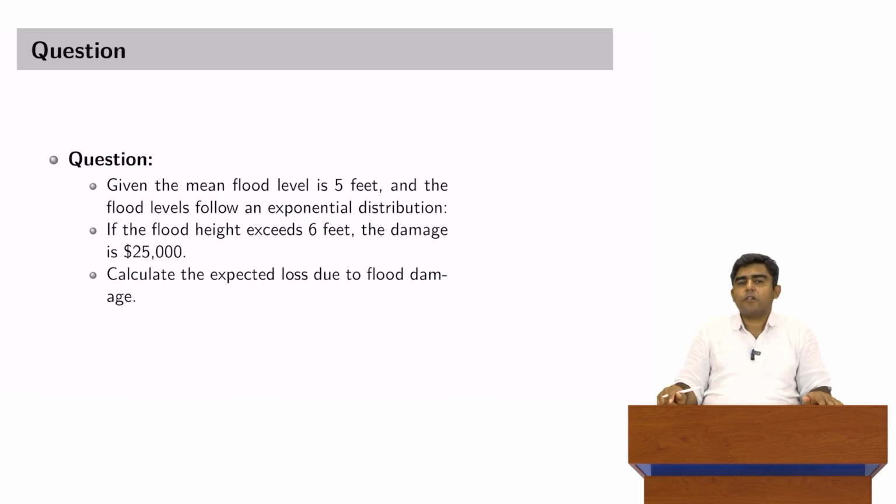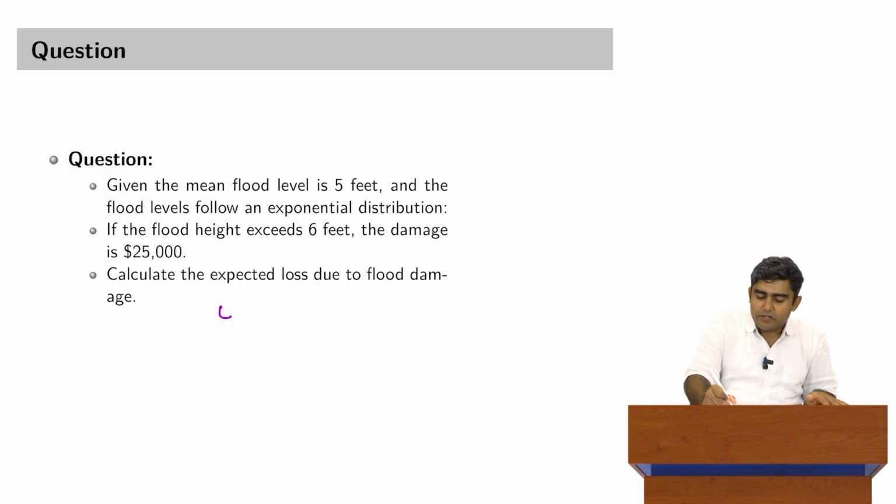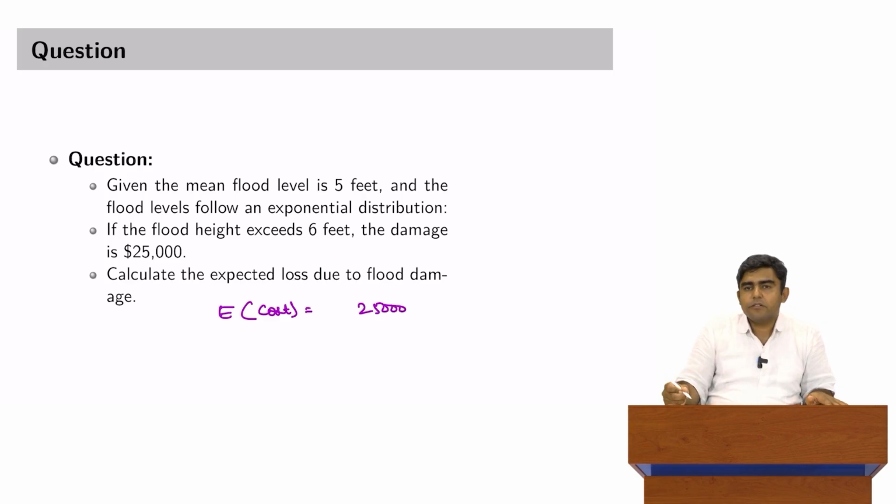Now, let us relate it back to our cofferdam example and modify this question slightly. Now, we say that given mean flood level is 5 feet and the flood levels follow an exponential distribution, if flood height exceeds 6 feet, the damage is going to be $25,000. Calculate the expected loss due to flood damage. Now, we are talking about expected costs. And we know that cost is going to be 25,000 only when flood level exceeds 6 feet. That means we are interested in the integration from 6 to infinity, f(x) dx.